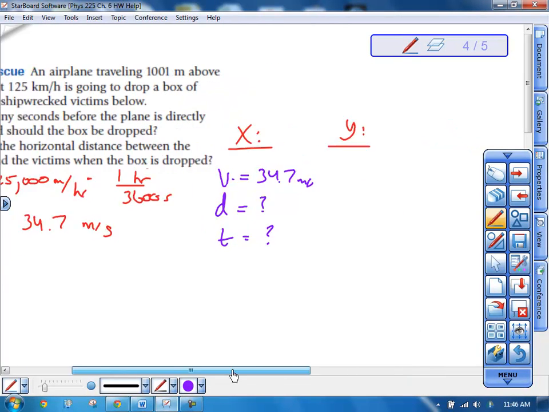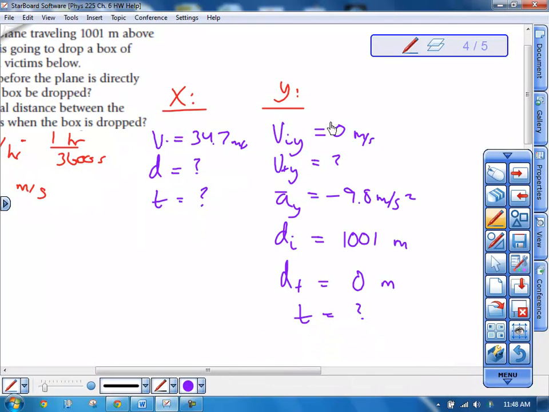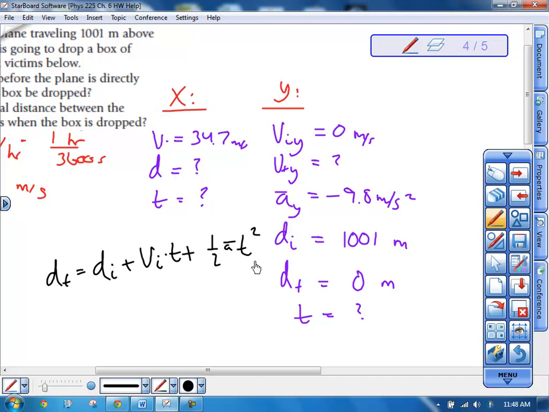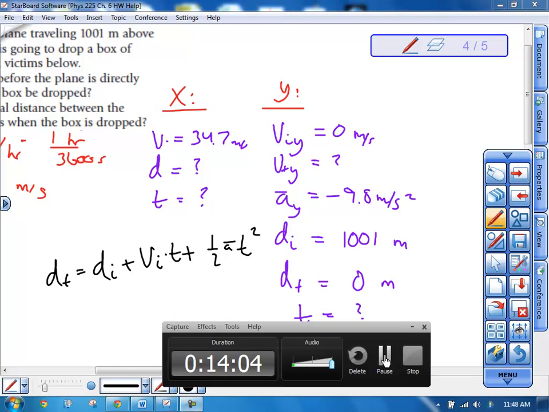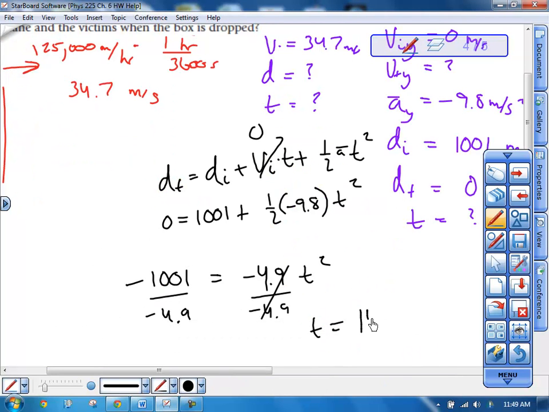Now let's fill out the y information. I'm going to pause and fill this out because I'm running out of time on this video. Here's all the variables. Go ahead and pause and write these down if you want. This is the equation we're going to use. So let's go ahead and plug in what we know. Similar to the other problems we've been doing, when you plug this in, this middle term drops out. Now we're just solving for time. So you get about 14.3 seconds if you solve that for the time that it's in the air.